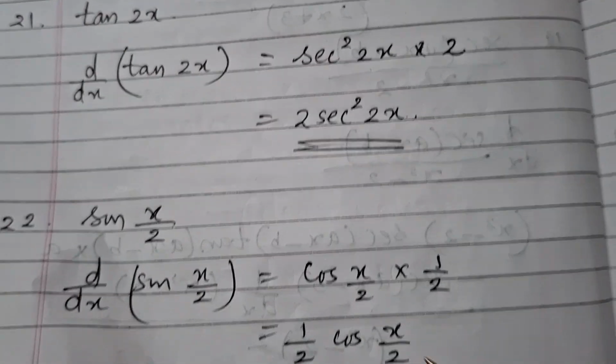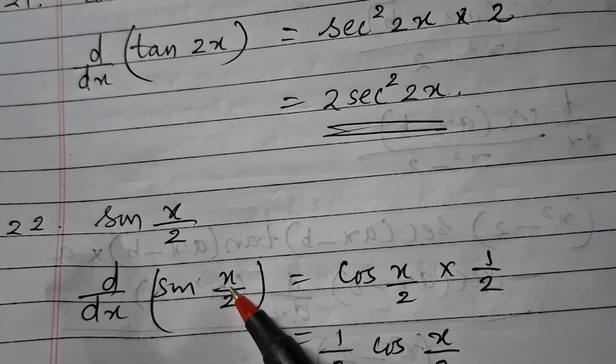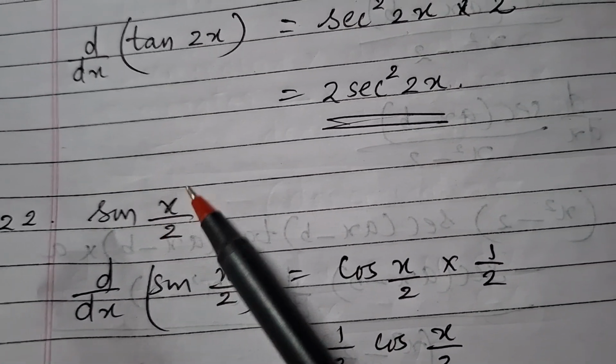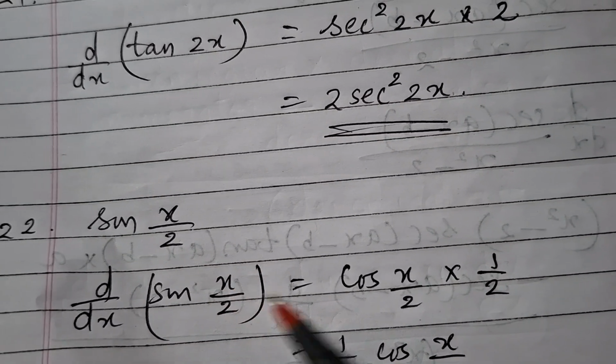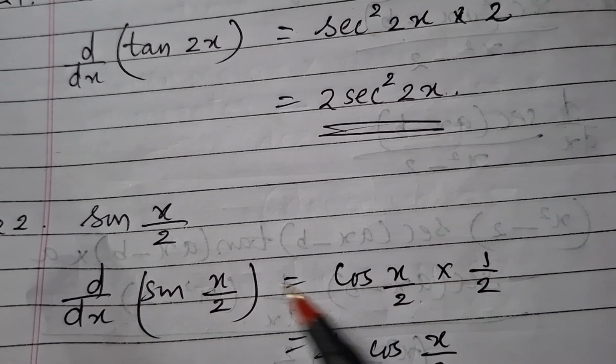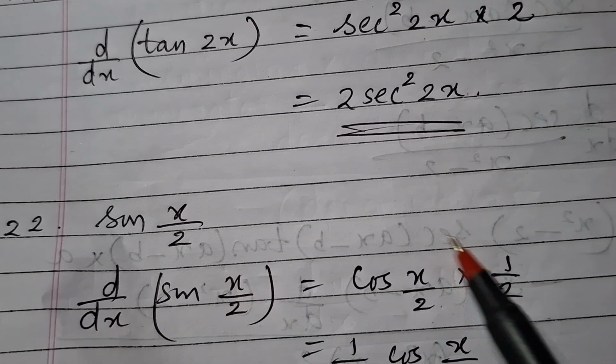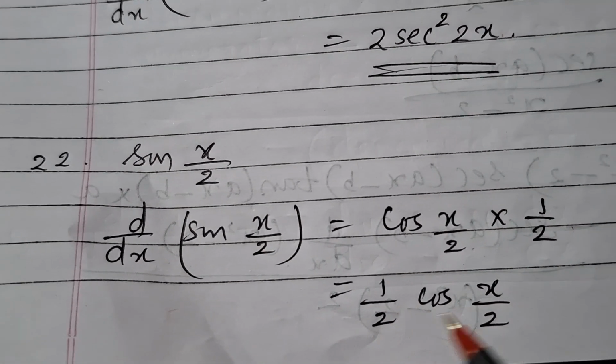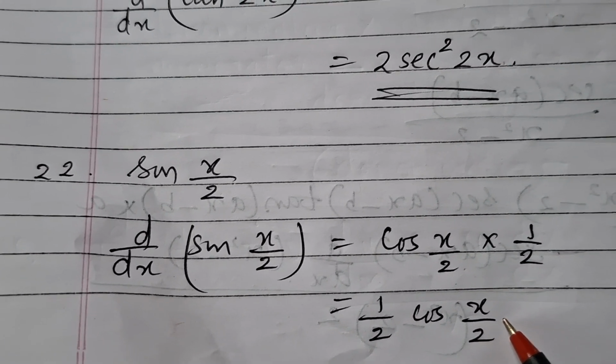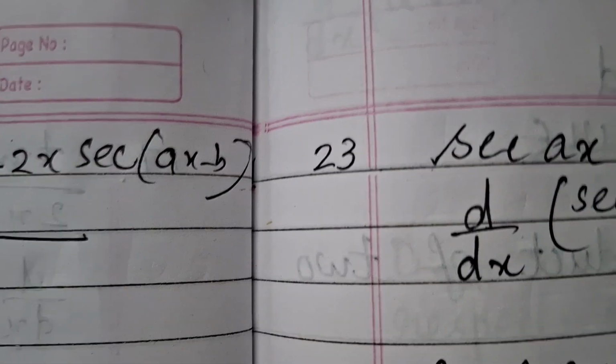Here d by dx of sin x by 2. Same as the previous question. d by dx of sin x by 2 is cos x by 2 into this x by 2 also we have to differentiate. So differentiation of x is 1, so into 1 by 2. So it is 1 by 2 into cos x by 2. Then question number 23.